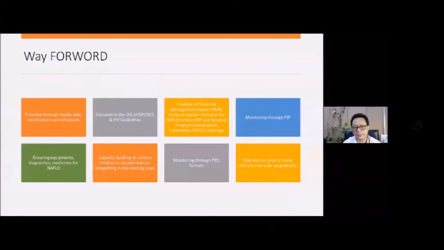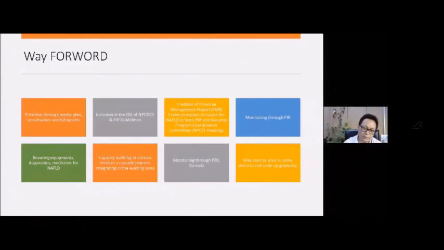And the way forward, which we see now, is what we are doing now, sensitization workshop. Inclusion, we have already done it, and we are trying to do it in the PIP guidelines, and then trying to include the financial guidelines of the PIP, then monitoring the implementation through PIP, and then ensuring whatever is required in terms of diagnostics and therapeutics for NAFLD, then building the capacity and monitoring through, for example, the formats of the BBS or the continuum of care HMIs that the ministry is gradually developing. And we may start in some pilot, but I think we are already doing it. We are already scaling up all across the country.